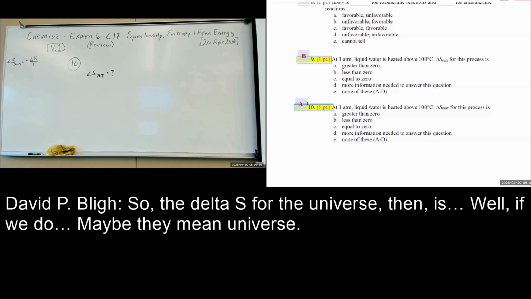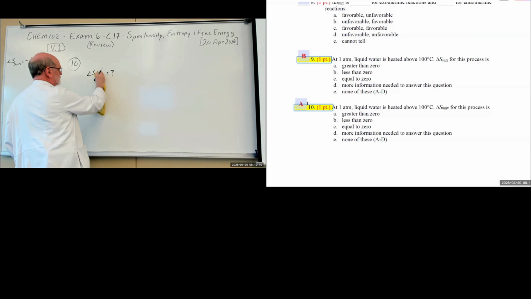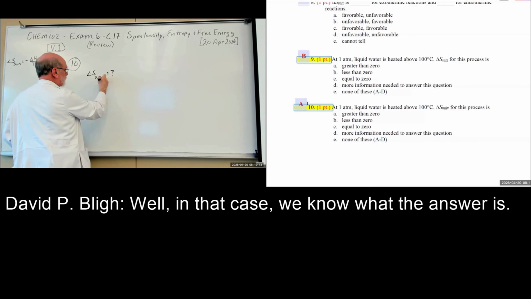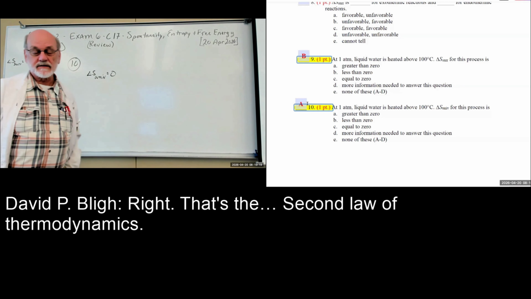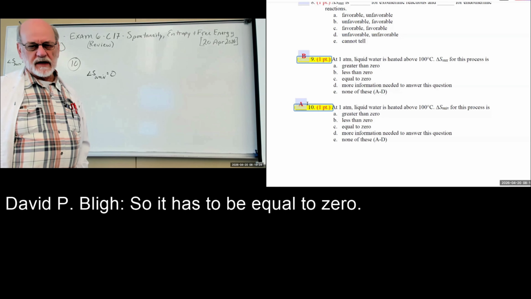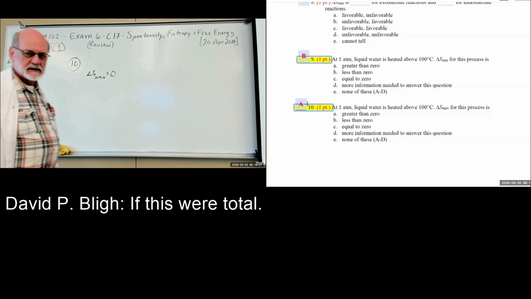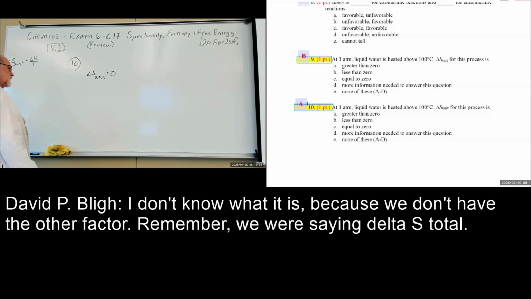So the delta S for the universe then is, well, maybe they mean universe. Maybe they are saying universe. Well, in that case, we know what the answer is. That's the second law of thermodynamics, so it has to be equal to 0. If this were total, I don't know what it is because we don't have the other factor.